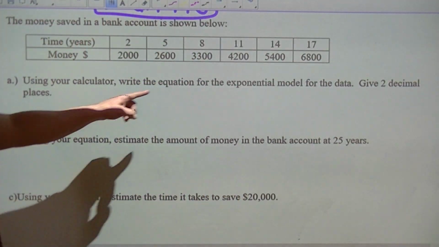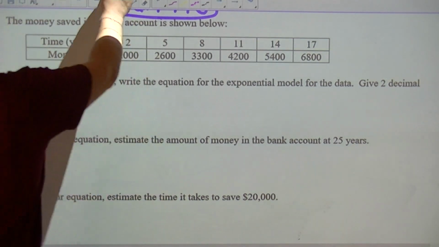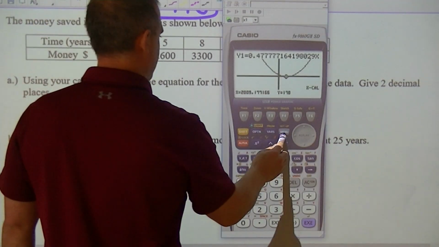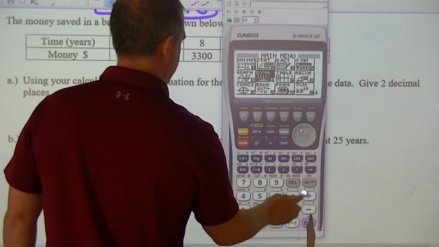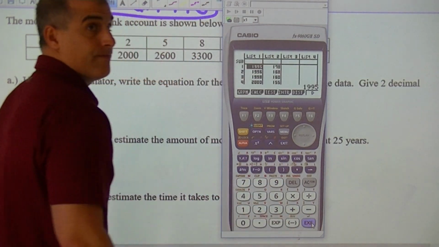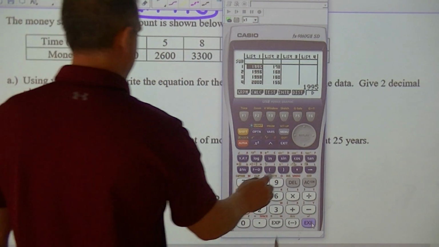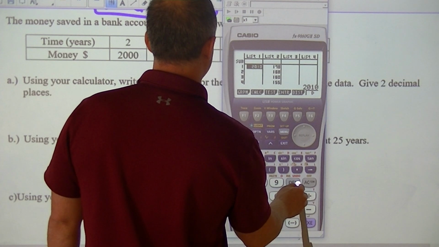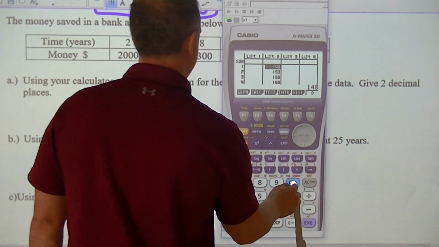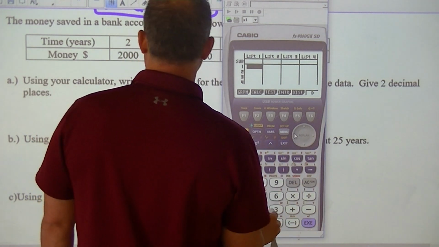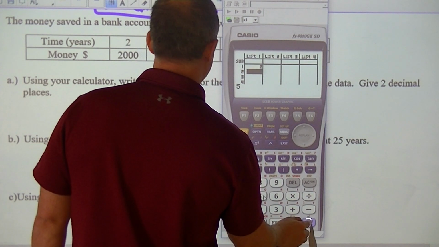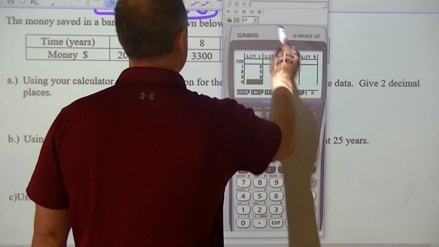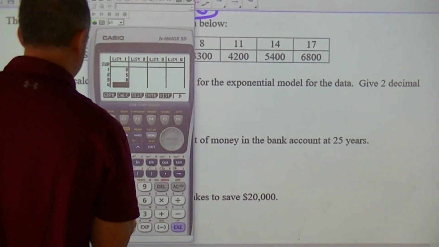All right, we're doing an exponential model here for this one. So I'm going to go to menu, Stat. Okay, I'm going to clear this out. Clear this out. 2, 5, 8, 11, 14, 17.